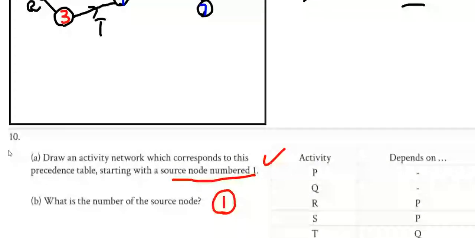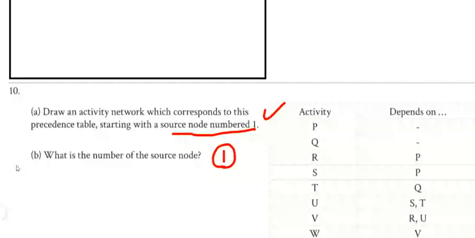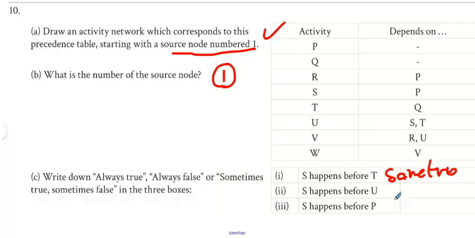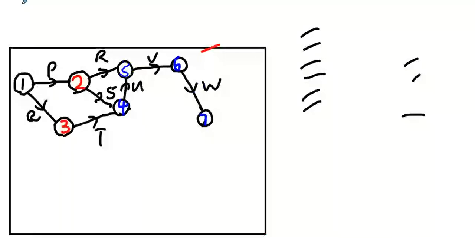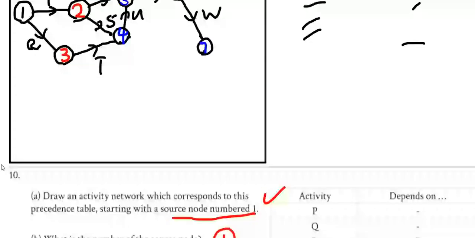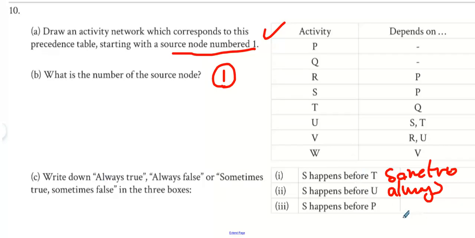Now, S, okay, and we said has to happen, yeah? Always. S happens before U. S happens before P. Let's have a look. P happens before S, so that's never, isn't it? Okay. And was there any other questions after that?